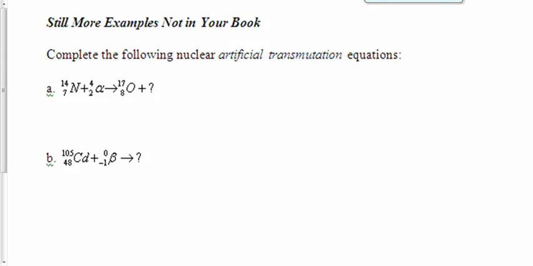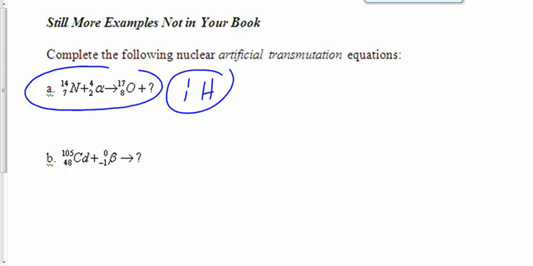Just do A here. This is what we call an artificial transmutation equation. This is not radioactivity. We're making this happen. We're firing an alpha particle at nitrogen here. It's not decaying into an alpha particle. We've got an alpha particle already that we're colliding with a nitrogen. 14 plus 4 gives me 18. 17 plus 1 gives me 18. 7 plus 2 gives me 9. 8 plus 1 gives me 9. What's that? If it's not an alpha or beta particle, you've got to look on your periodic table. What has an atomic number of 1? Hydrogen. You get a hydrogen nucleus produced here.